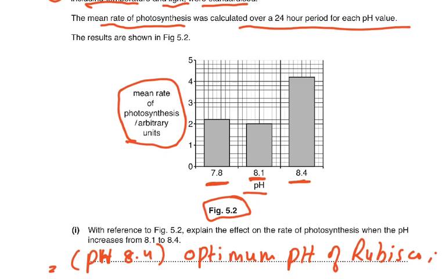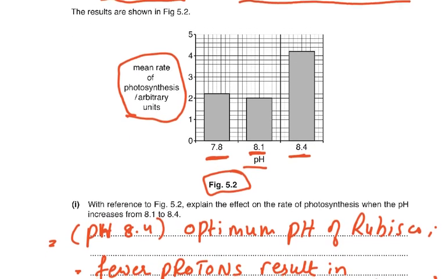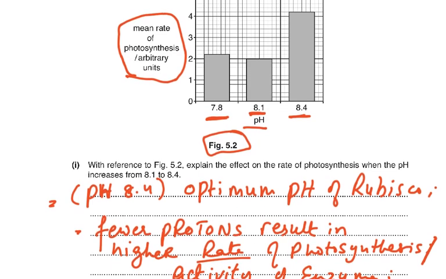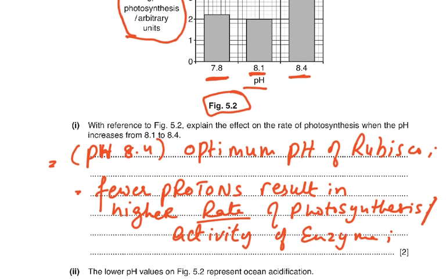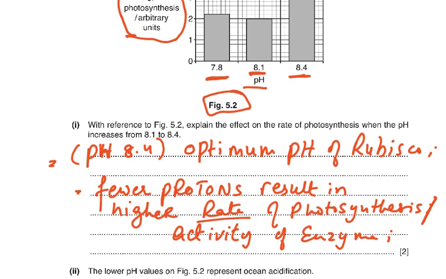Now we need to understand what the question is, and then we need to go back to the graph again. With reference to 5.2, explain the effect on the rate of photosynthesis when the pH increases from 8.1 to 8.4. Optimum pH of Rubisco, explain. There's no describe, it's just an explain. Optimum pH of Rubisco, fewer protons result in a higher rate of photosynthesis. When the pH is higher, it means fewer hydrogen ions. So fewer protons result in a higher rate of photosynthesis, or more activity of the enzyme.